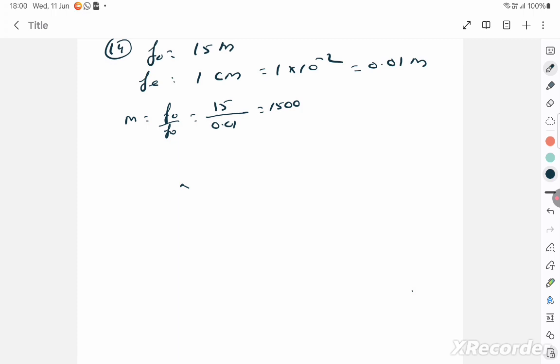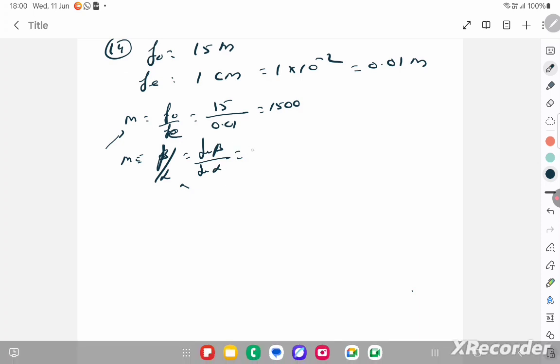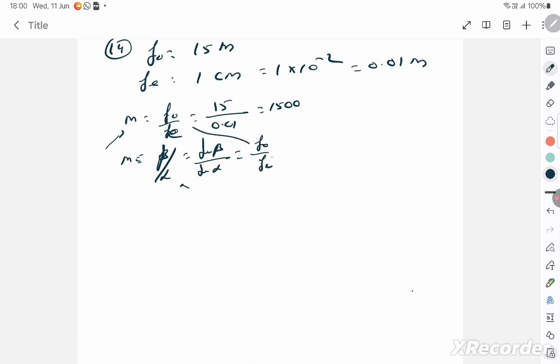They have just referred to this also, because we did it using FO by FE. In fact, angular magnification should be done using beta by alpha, which is the image subtended angle to the object subtended angle. Tan of the angle subtended by image by tan of the angle subtended by object. And eventually I got this to be FO by FE, so I am able to use this formula. So therefore this answer is correct. Okay, so just leave it like that. Next is the second part of the question.